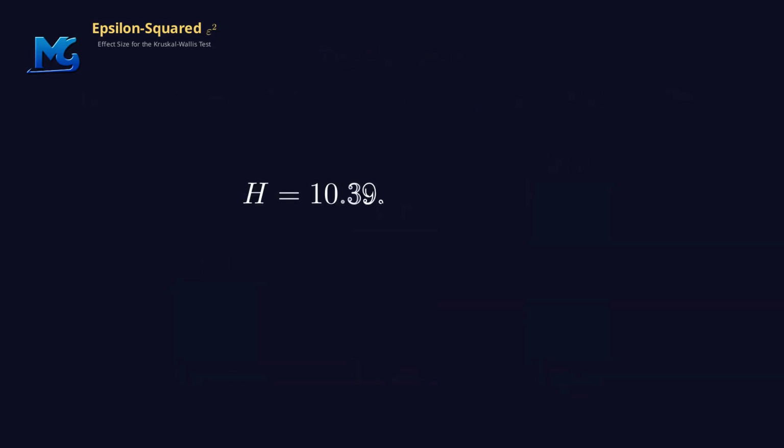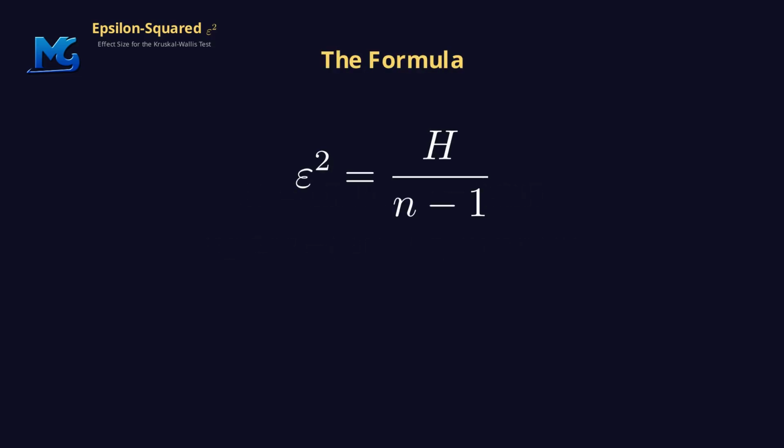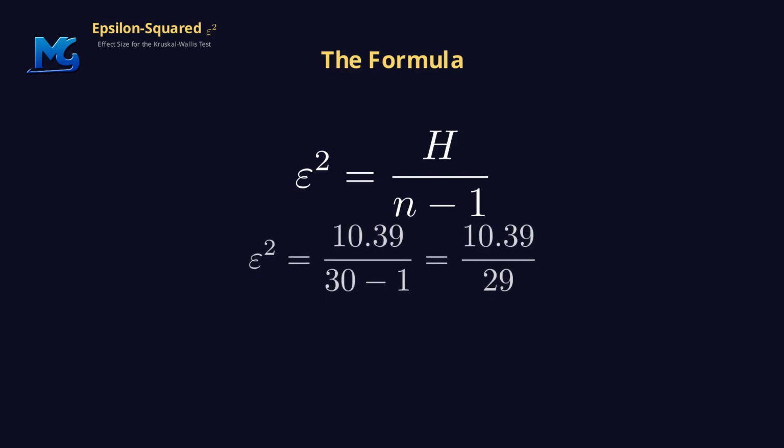Now, the test itself gives an H of 10.39 with a p-value of 0.006, so it's a real difference. But how large is it really? The formula. Epsilon-Squared is just H divided by n-1. We plug in that H with 30 ratings in total, and it works out to an Epsilon-Squared of 0.36.